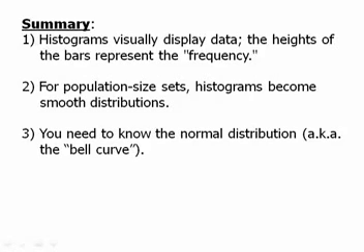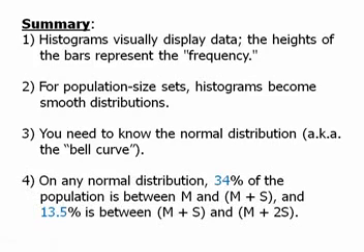You need to know the normal distribution, the bell curve. You need to know the basic properties of that because it's very common in any natural population or in any kind of population of machined items. And on any normal distribution, 34% of the population is between the mean and 1 standard deviation above the mean, and 13.5% is between 1 standard deviation above the mean and 2 standard deviations above the mean. And if you know those two numbers, 34% and 13.5%, you can answer just about anything the test is going to ask about this.